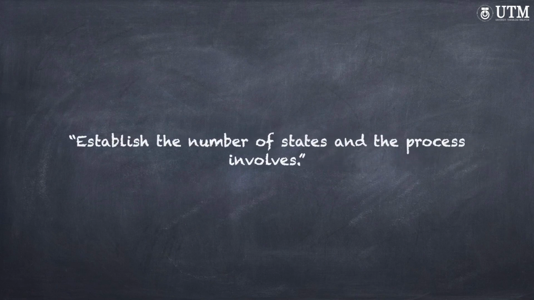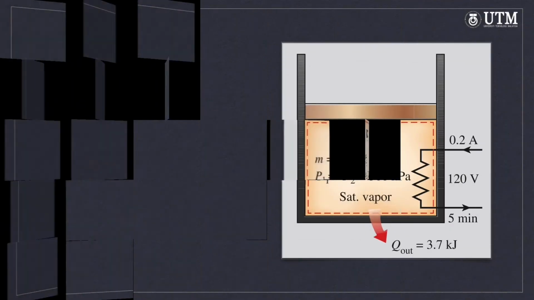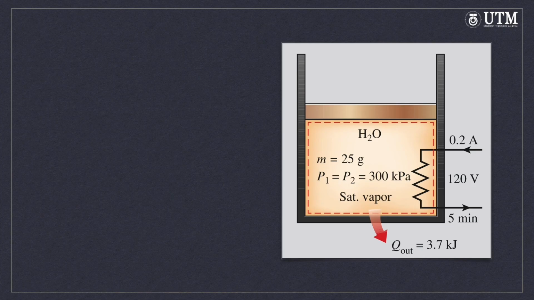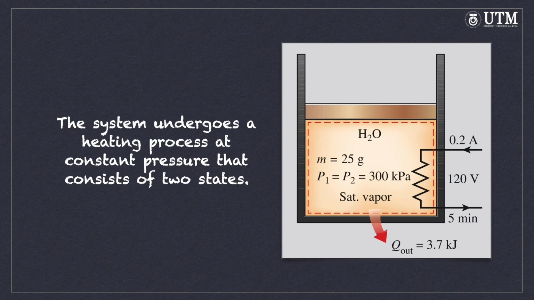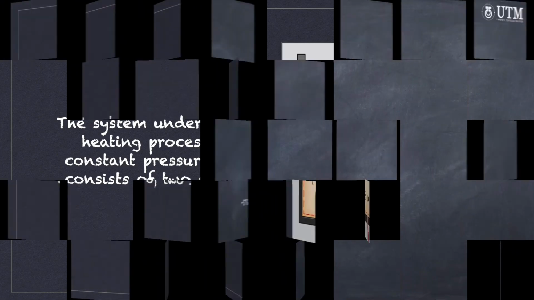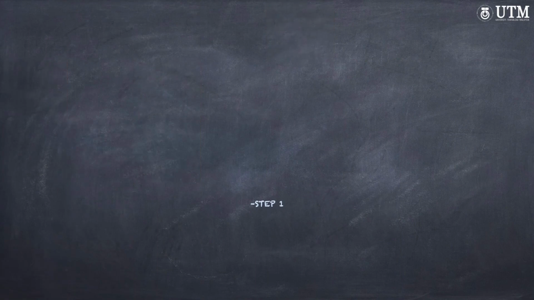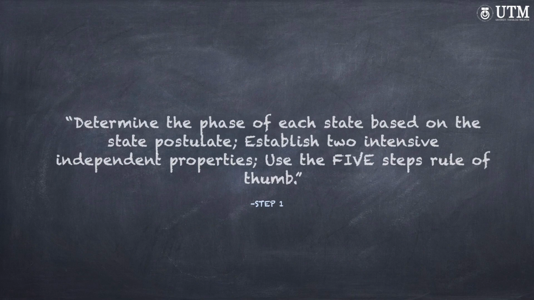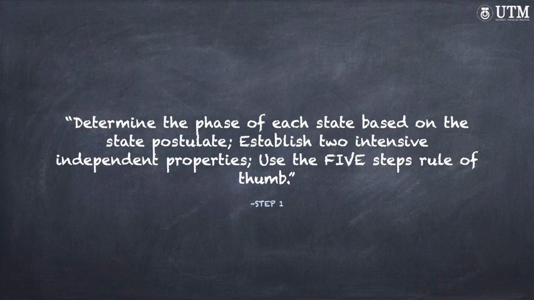For step 1, we must first establish the number of states and the process involved. Based on example 4.5, the system undergoes a heating process at constant pressure that consists of two states. Then, determine the phase of each state based on the state postulate. Establish two intensive independent properties, and use the 5 steps rule of thumb.